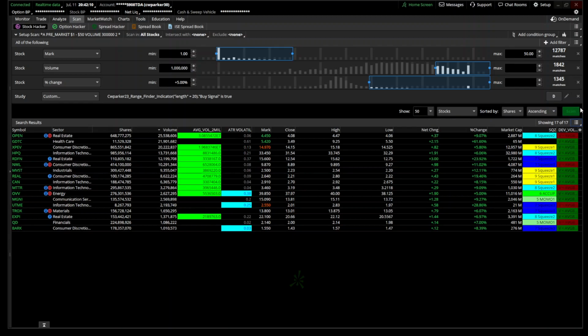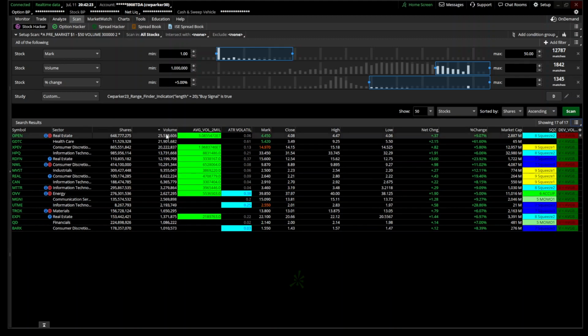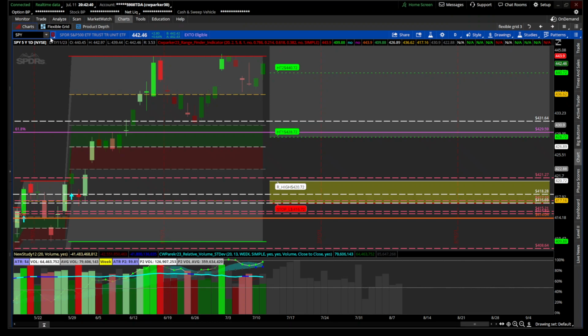I have the stocks being sorted from the least amount of shares to the highest amount of shares. I'm going to sort it by volume. And it looks like OPEN has a net change of 37 cents. That's not great, but the change on the day is 9%. It's saying it's entered squeeze 2, so that's a high squeeze. And let's go check out OPEN.